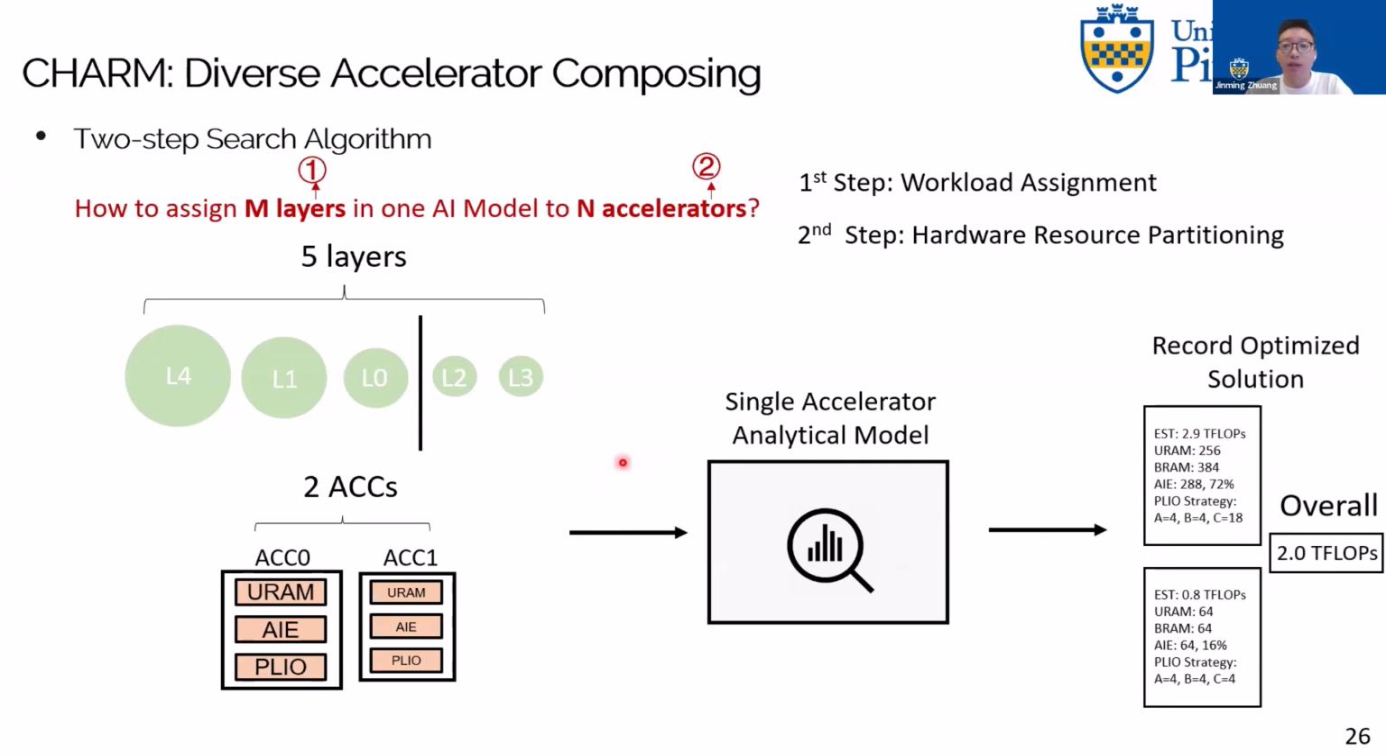Remember that we have a hyperparameter for the number of accelerators, right? So the composer will explore the hyperparameter of the number of accelerators by adding more blocks here, and it will try to find other better solutions if they exist. So far, that's about how Charm can design an optimized single accelerator and how to compose multiple accelerators together. Then let's look at our experiment results.